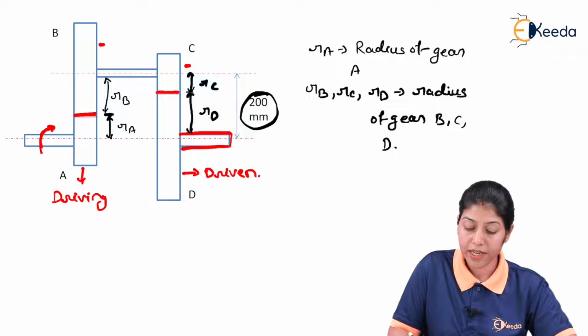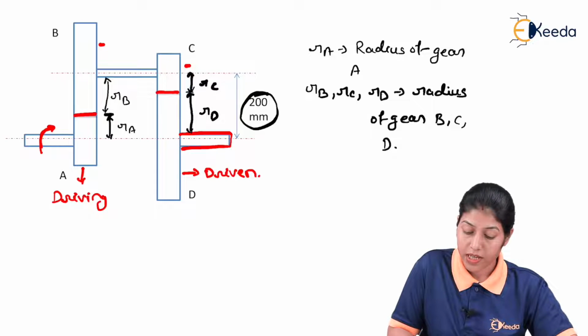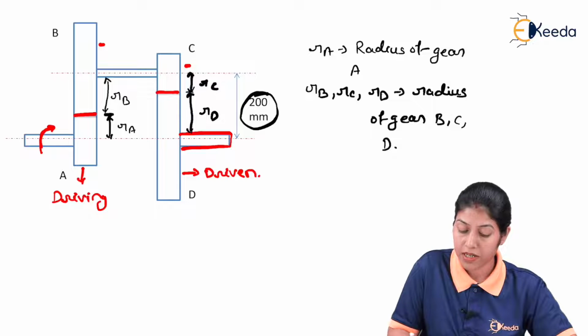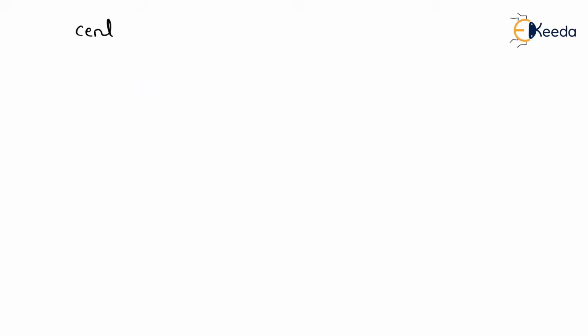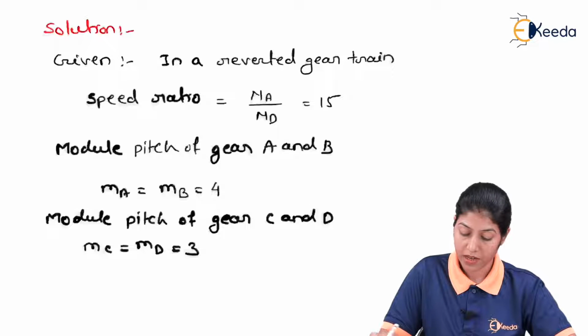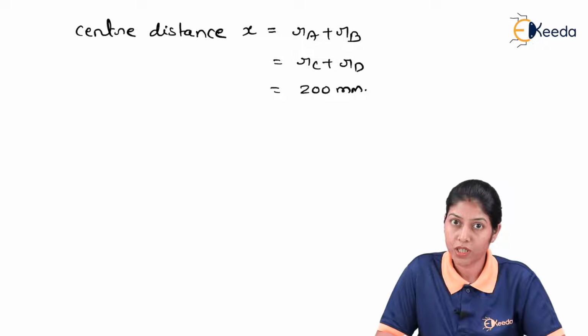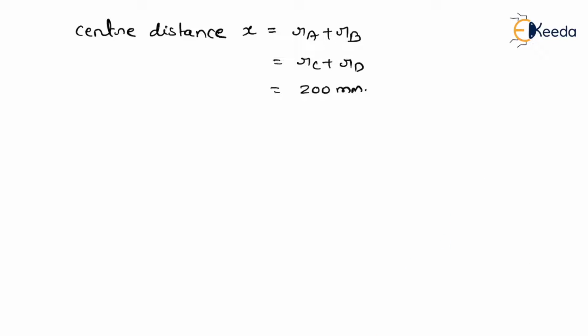So as per that, the center distance will be RA plus RB, which equals 200 mm, and RC plus RD, that is also 200 mm. So this value we have. Now these given values we have. Now let's start the solution to calculate the number of teeth for each and every gear.